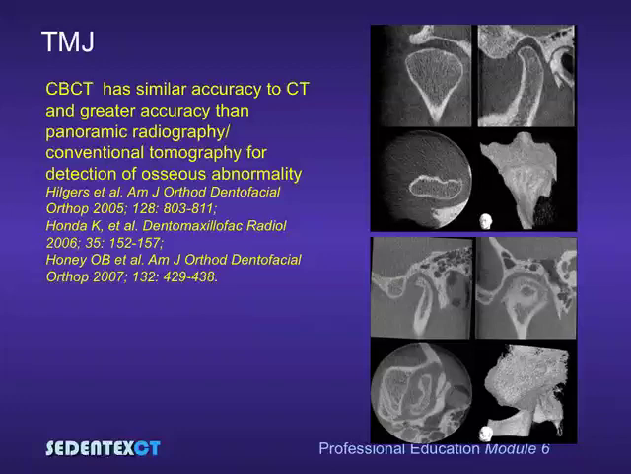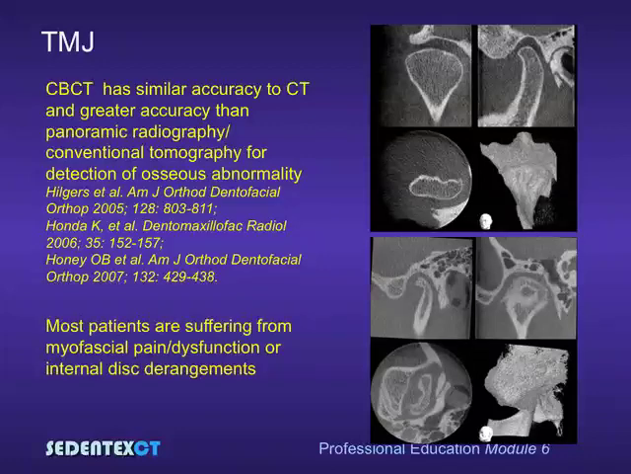Imaging of the temporomandibular joint is also something that cone beam CT is capable of performing. It has been shown that cone beam CT has similar accuracy to conventional medical CT and indeed a greater accuracy than panoramic radiography or conventional tomography for the detection of osseous abnormality. However, we should always remind ourselves that most patients who present to dentists with temporomandibular joint symptoms are suffering from myofascial pain dysfunction or internal disc derangements. These are abnormalities of soft tissues and therefore may not have any radiological changes that would appear on cone beam CT or indeed on conventional radiography.